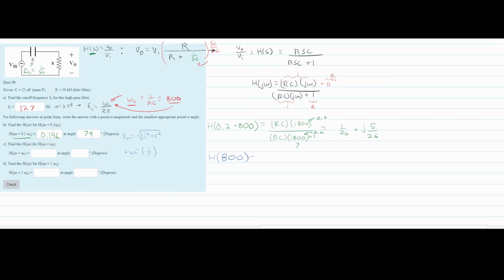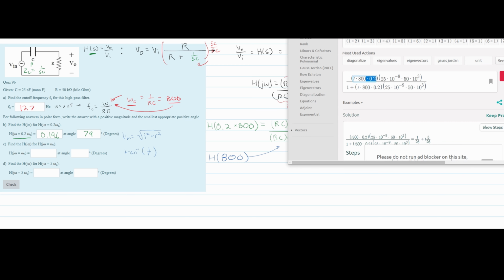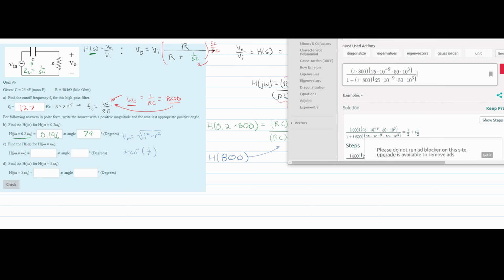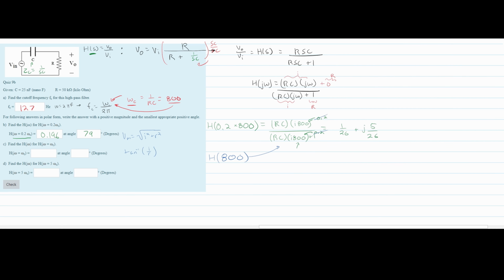Now, if we were to plug this 800 in here, we would not be using these 0.2s. So just plugging 800 in here, I'm going to get rid of these 0.2s I just put in, click go, and then we're going to get 1/2 plus j times 1/2. So this is equal to 1/2 plus j 1/2. Now we need to convert this rectangular form into the polar form using these equations, and we're going to get 0.71 at an angle of 45 degrees.